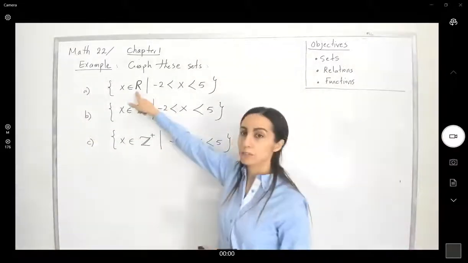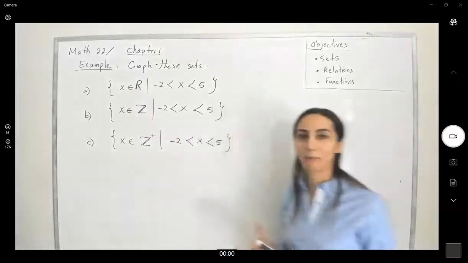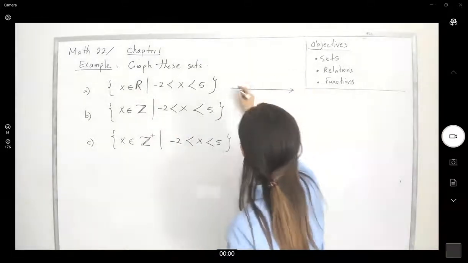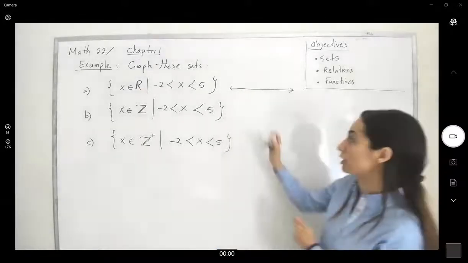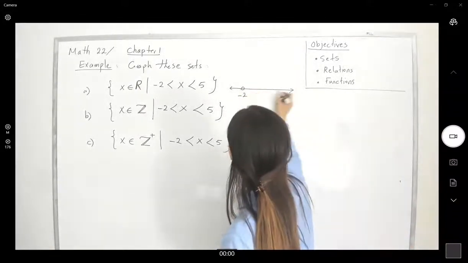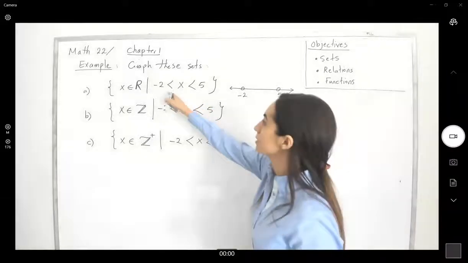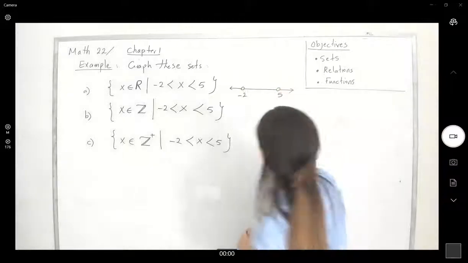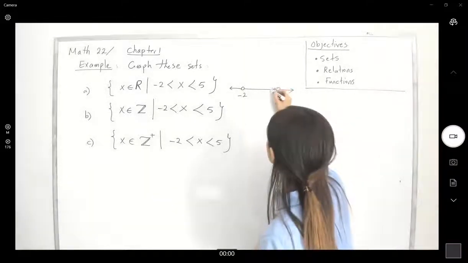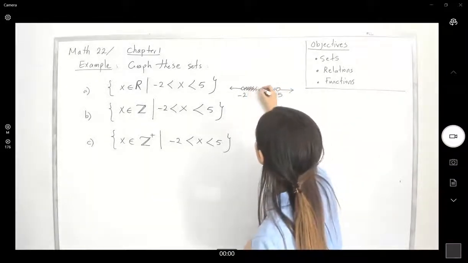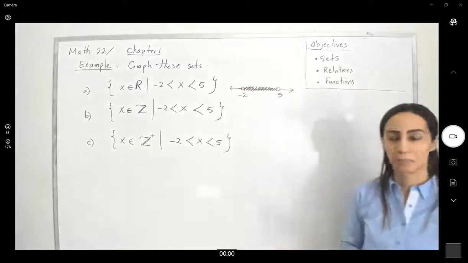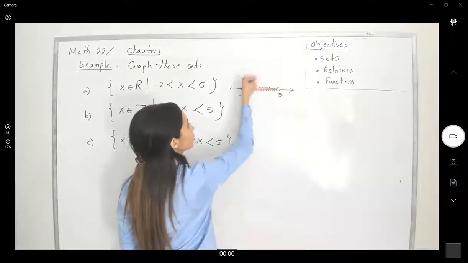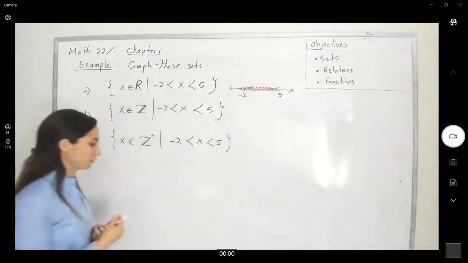So we know that there is no gap for real numbers. To graph this, we use a real line. We find -2, we find 5. Since -2 and 5 are not included, we just use open circles to exclude the boundaries, and we shade the rest of the numbers in between them. It means that there is no gap in between, and all numbers are included between -2 and 5.